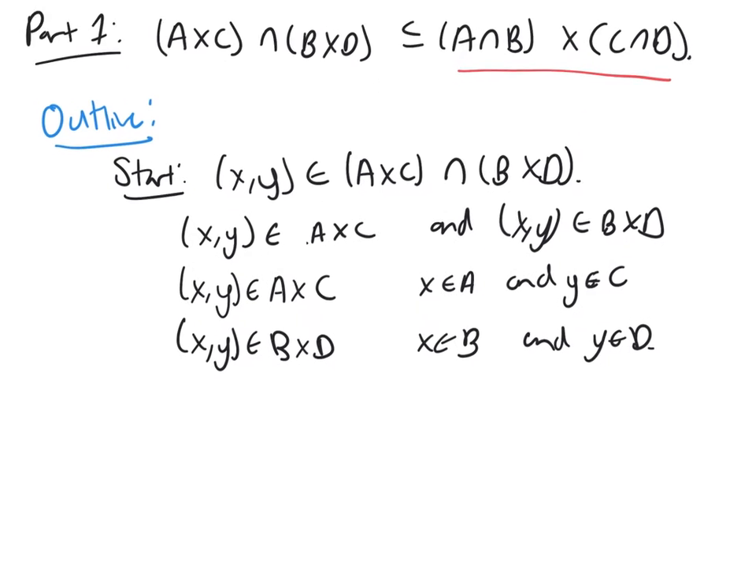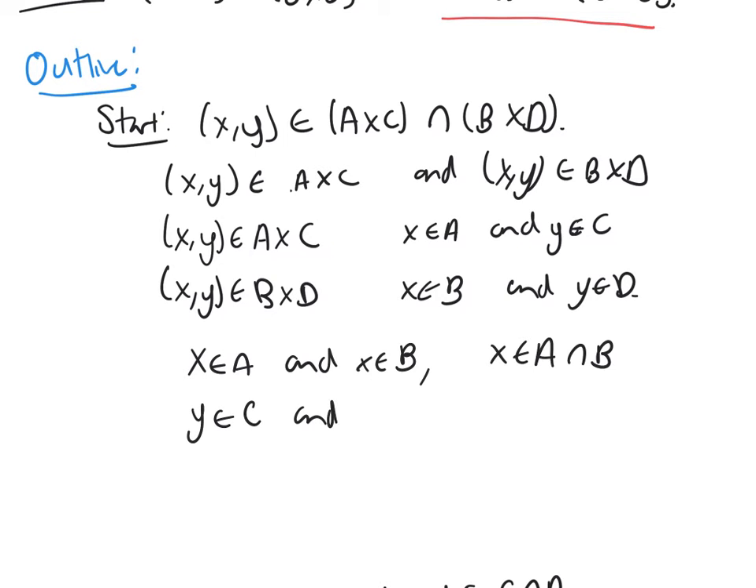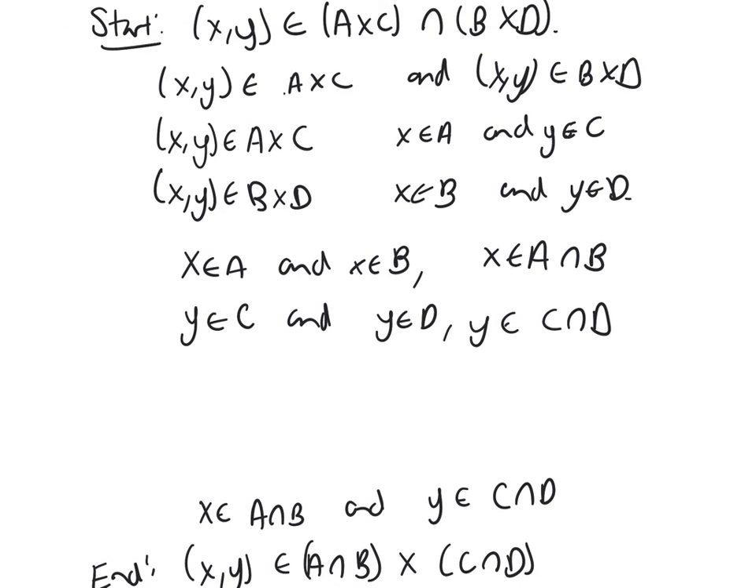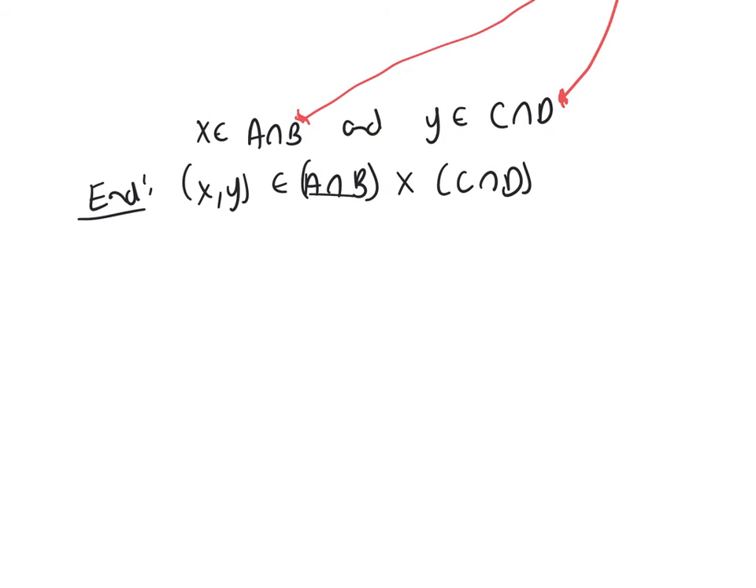So what do I have so far? I have that x is in A and x is in B. That means that x is in A intersect B, y is in C, and y is in D. So y is in C intersect D. And that's exactly what I needed to get to. I needed that x is in A intersect B and y is in C intersect D. So I'm done now with my outline, and we can write our formal proof now.